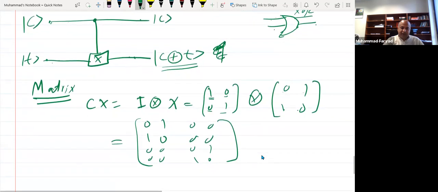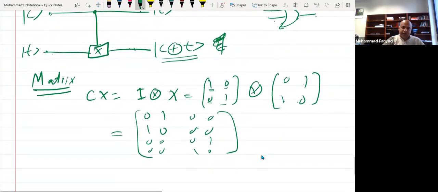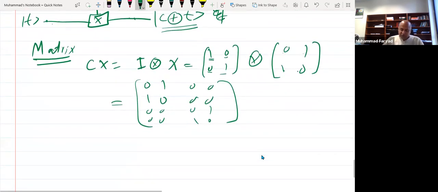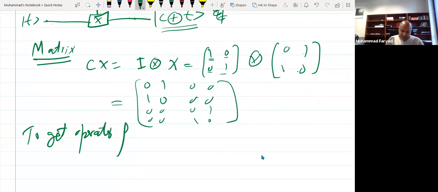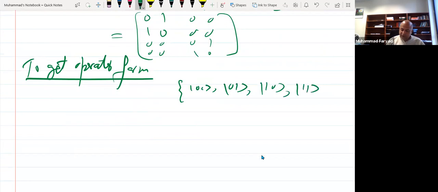But I can also get an operator form. Now, to get the operator form, there are two ways. Let me first do it the hard way, and then I will do the simpler way that most of the time we will be using later. The hard way is this: we have this basis, so our basis states are 00, 01, 10, 11.